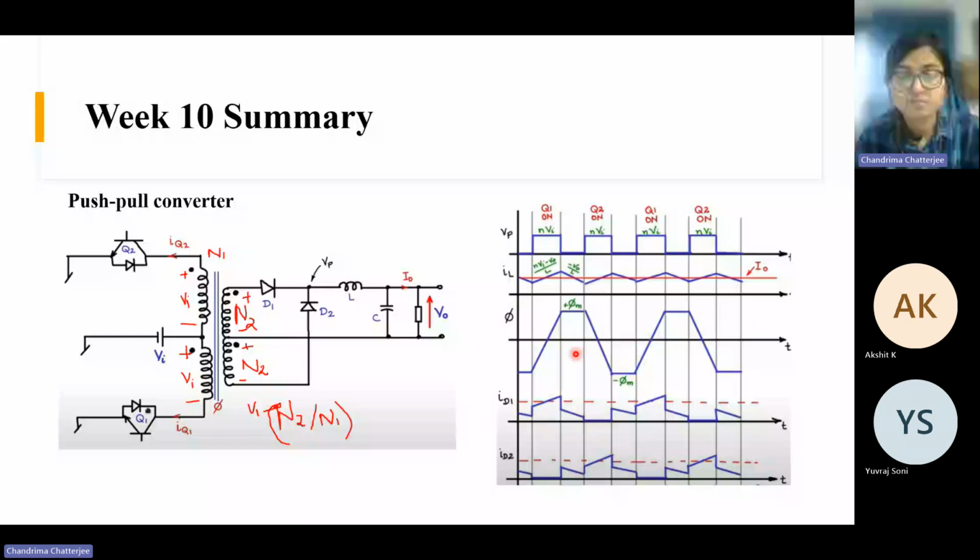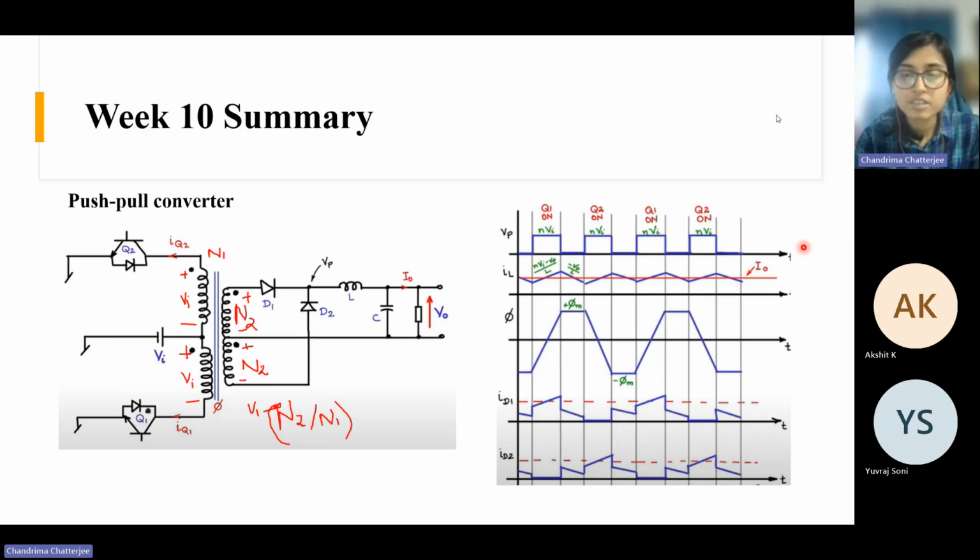Yeah, so I was discussing the flux waveform. Basically, when there is some positive voltage across these windings, the flux also rises like this. Then there is zero voltage, so the flux remains at its position, at the same value, and then again it drops like this. So the average value of the flux is zero here.